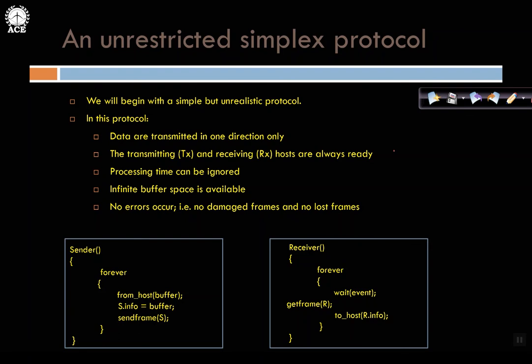That means, as I said earlier, this is host 1. I'm calling it as transmitter TX. Host 2, I'm calling it as receiver RX, connected by means of some communication channel. Processing time of transmitting and receiving is ignored. Infinite buffer space is available. I already wrote those points. No errors occur, that is no damaged frames or lost frames.